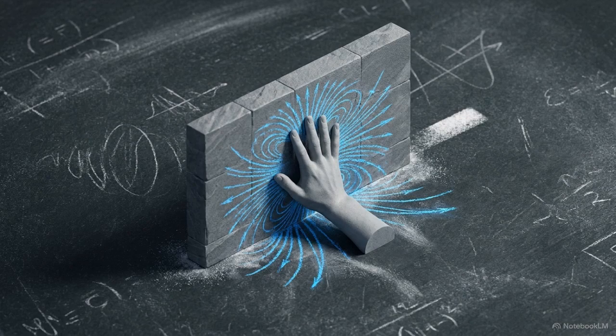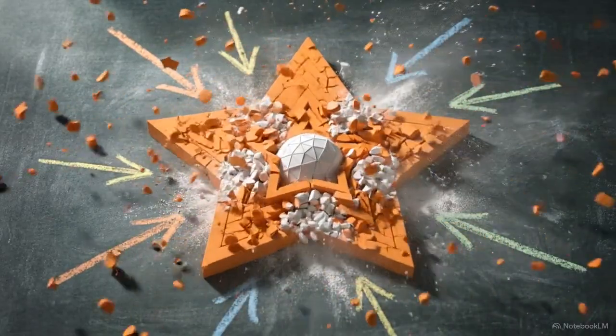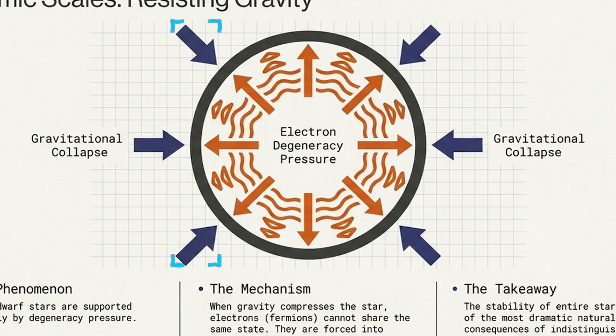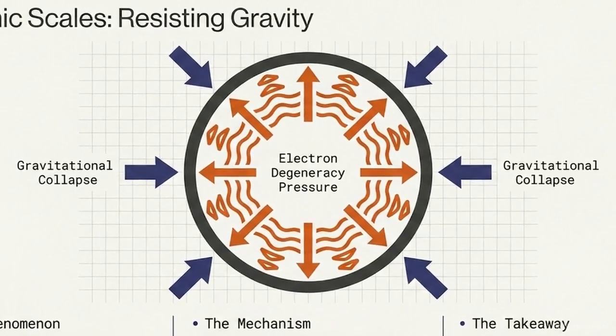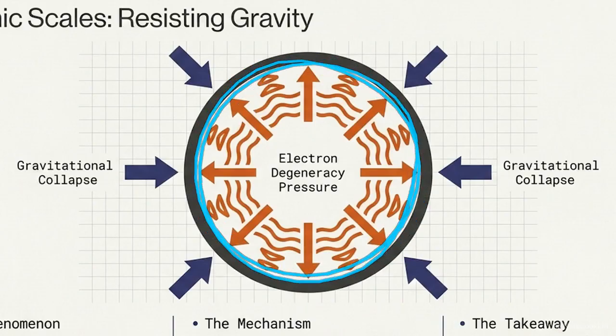These rules scale to the cosmos. When a massive star runs out of fuel, it collapses under its own gravity. As the star crushes inward, electrons are forced closer together until they run out of available distinct quantum states. This triggers electron degeneracy pressure. The fermions reject sharing states, creating an outward pressure that halts the star's collapse.